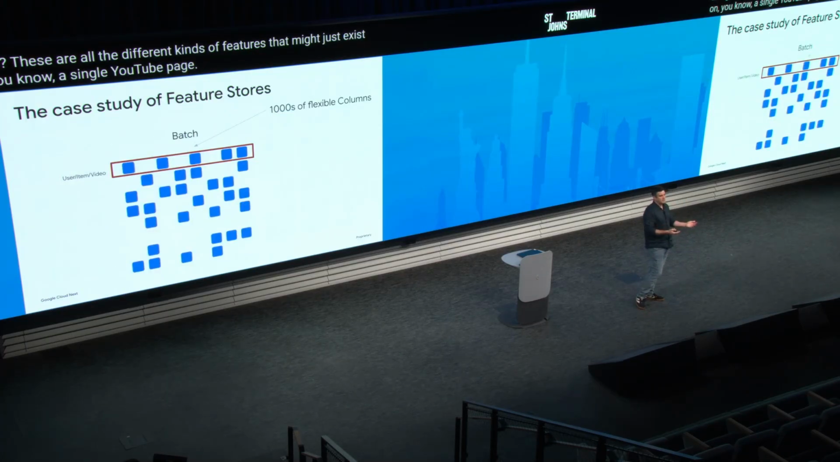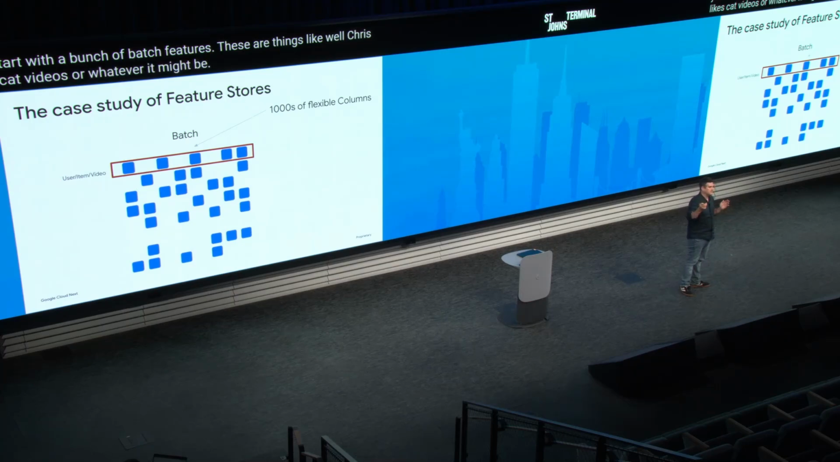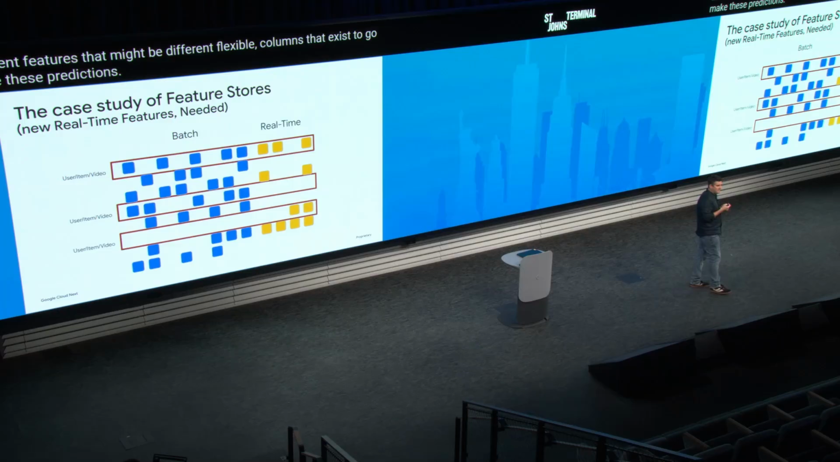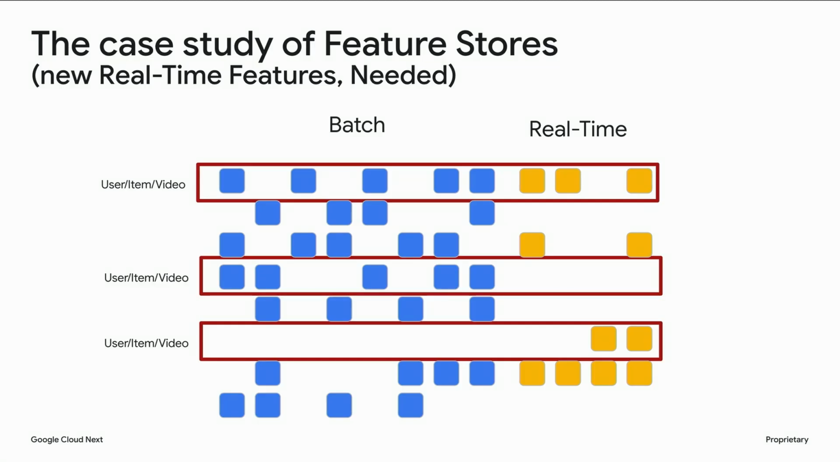And so typically what happens is you start with a bunch of batch features. These are things like, well, Chris likes cat videos, or whatever it might be. Those are the kinds of things, the features that will go feed into that model. And you might have thousands of these different features that might need to be different flexible columns that exist to go make these predictions. But then often what you're going to want to do is you augment that with a lot of these real-time streaming features coming in, maybe from something like Beam. And then you need to respond to also, okay, Chris likes cat videos, but right now he's at the beach, or right now it's raining, or right now it's the morning versus the evening, and you're going to make different recommendations based on that real-time data.